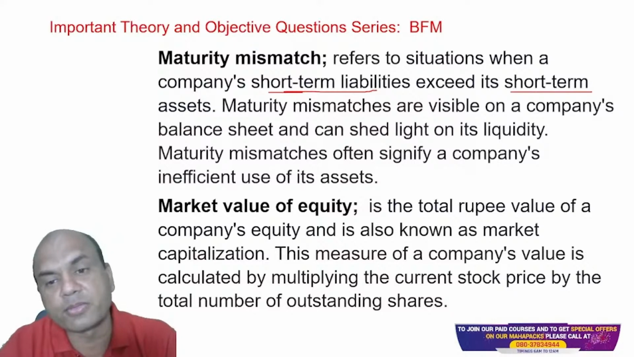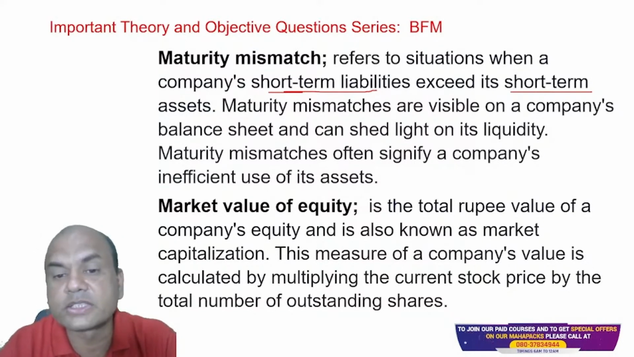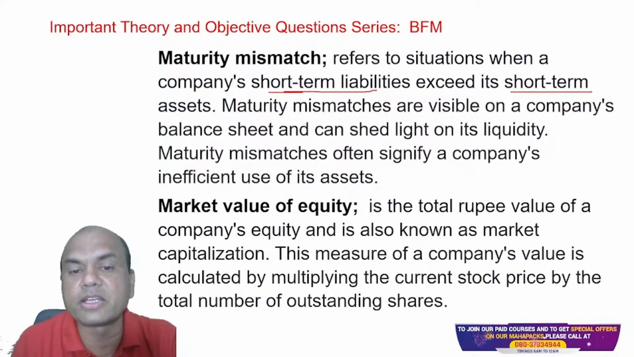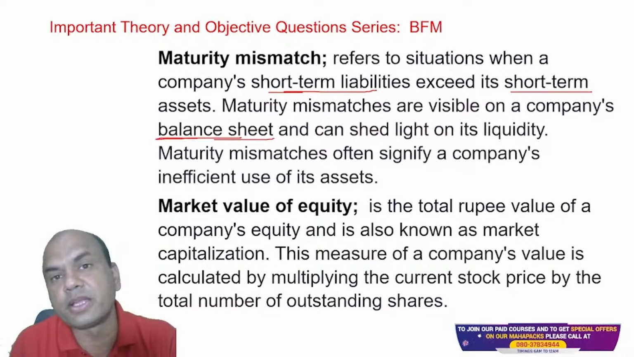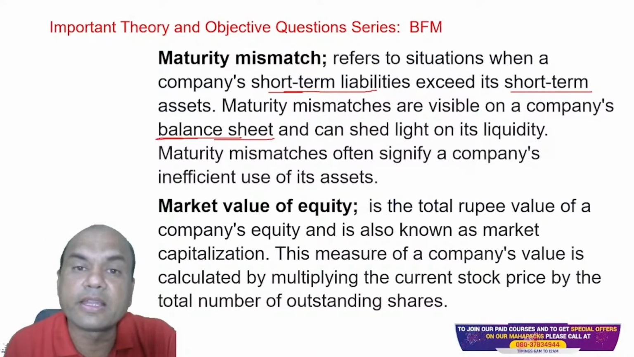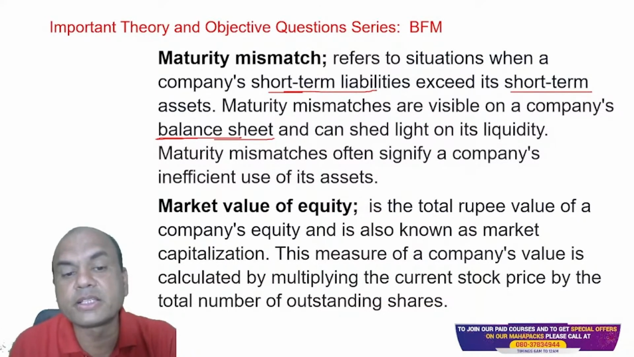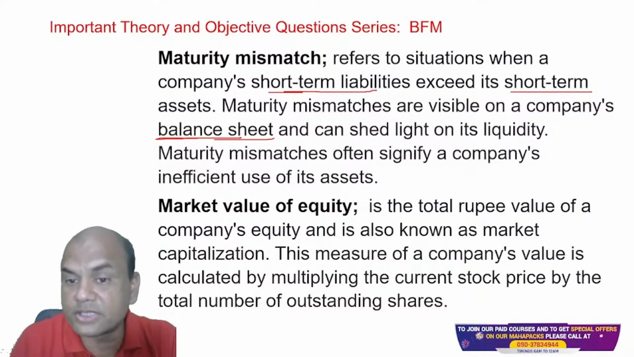So maturity mismatches are visible on the company's balance sheet and can shed light on its liquidity. So immediately if there is a maturity mismatch, it will be shown in the company's balance sheet. Why? Because the interest difference will immediately be displayed. After all, you can't hide anything from the balance sheet. Maturity mismatches often signify a company's inefficient use of its assets, isn't it?